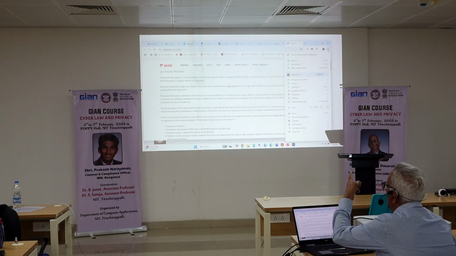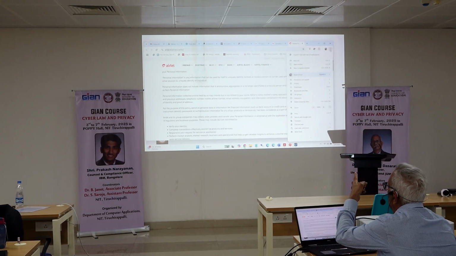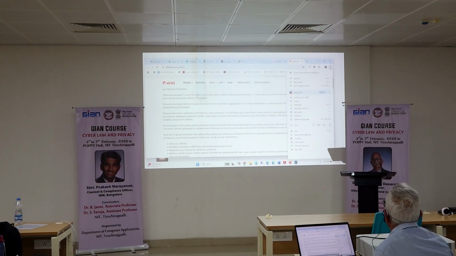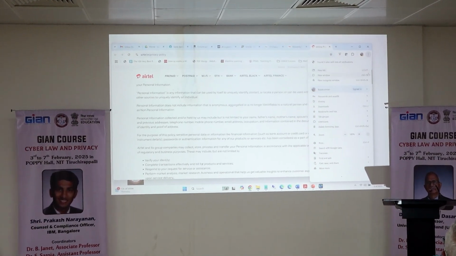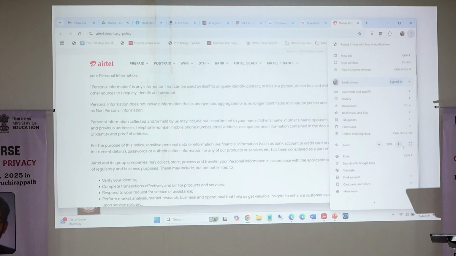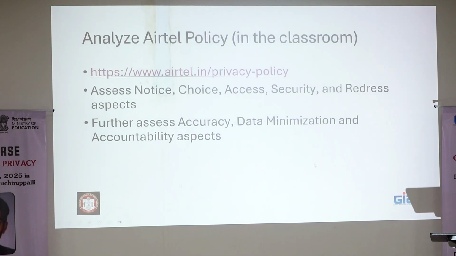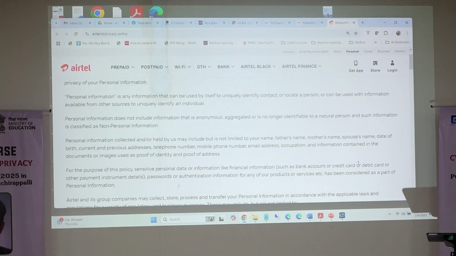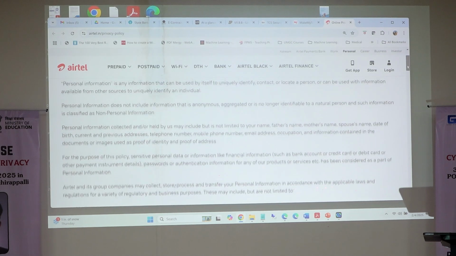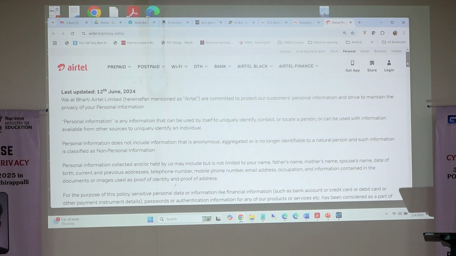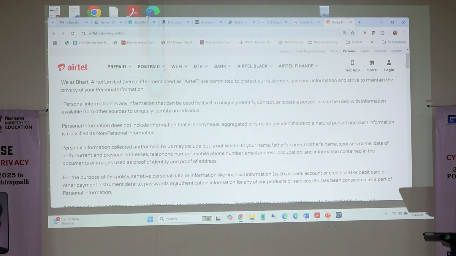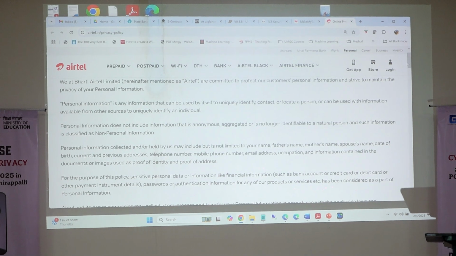If you have a computer, you can just go to airtel.in, privacy policy. I will try to make it bigger. Sorry. Read it for a few minutes, and then we'll walk through this.